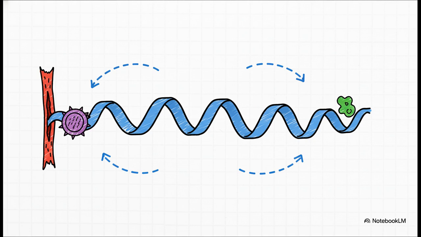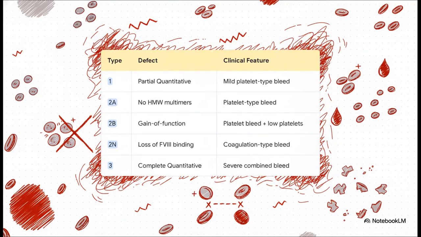Second, it acts as a bodyguard, or a chaperone, for factor VIII, protecting it from being cleared from the blood too quickly. This dual role is why a deficiency in VWF can present with features of both platelet type and coagulation type bleeds. The classification system really reflects this complexity. Type 1 is the most common. It's a partial quantitative defect that causes mild platelet-type bleeds. Type 3 is a complete absence of the factor, leading to severe combined bleeding.